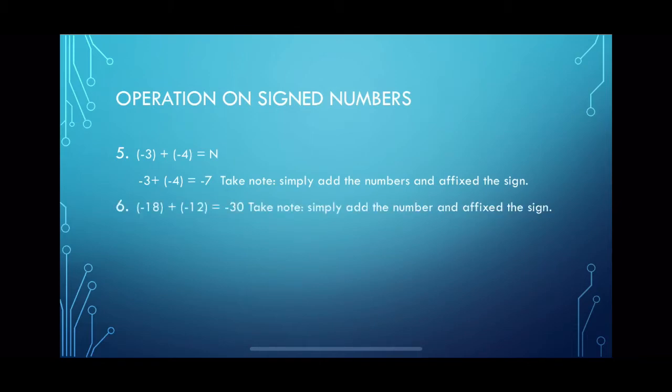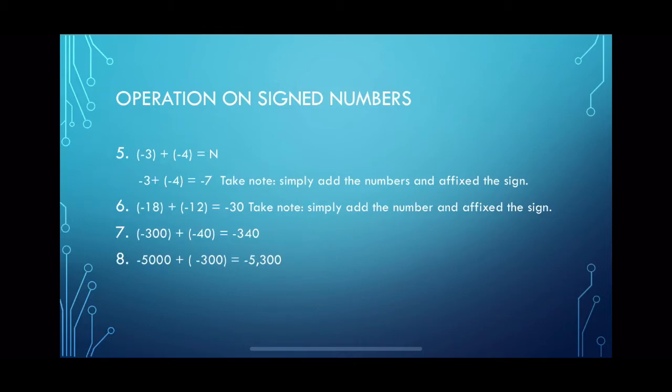For number 6, negative 18 plus negative 12. Again, negative 18 and negative 12 have common sign. So therefore, we simply add and affix the common sign. So the answer is negative 30. For number 7, the same. They have like signs, negative 300 and negative 40. So therefore, simply add. The answer is negative 340.